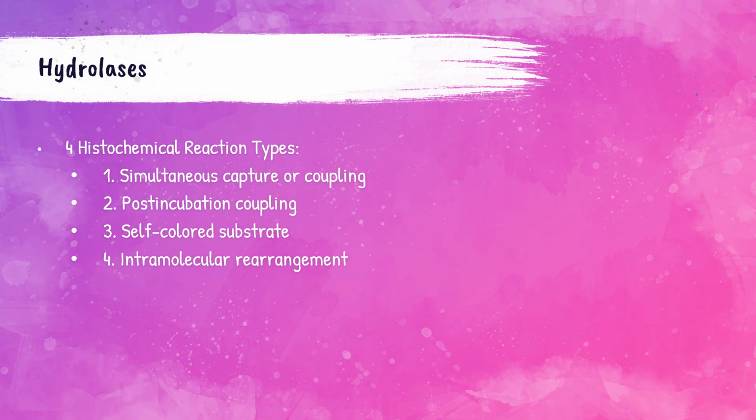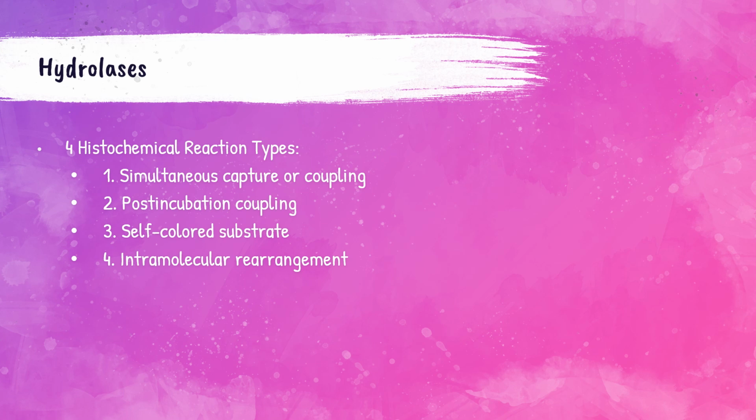So, hydrolases. There are 4 types of histochemical reactions that are used for the demonstration of hydrolytic enzymes. The first is by simultaneous capture or coupling. This is the most common technique used for the demonstration of hydrolytic enzymes. This reaction involves the release of a reaction product by the action of the enzyme on its substrate.